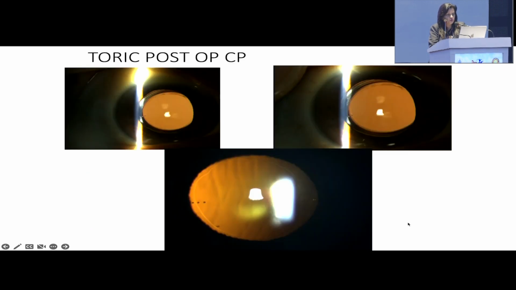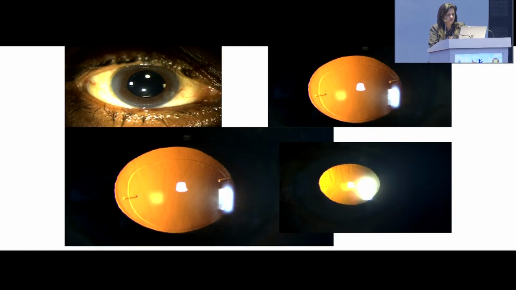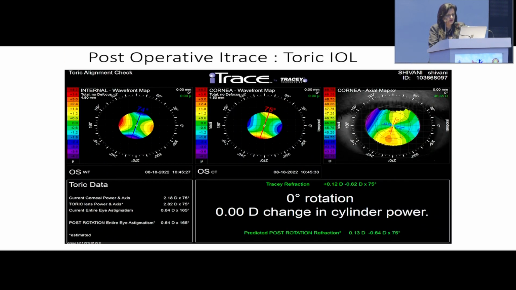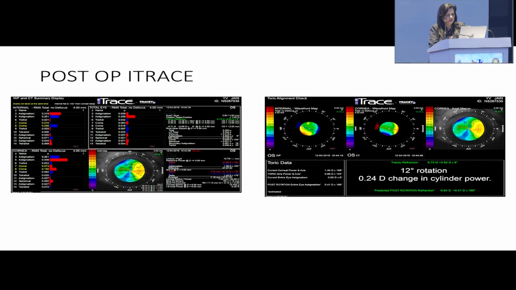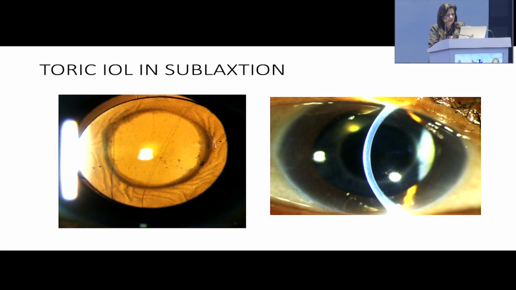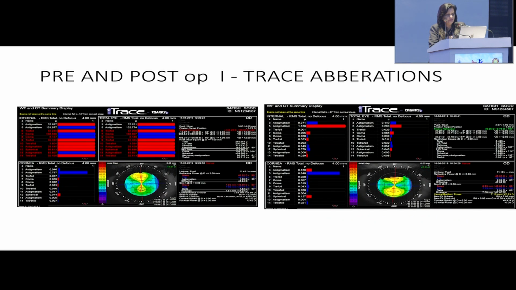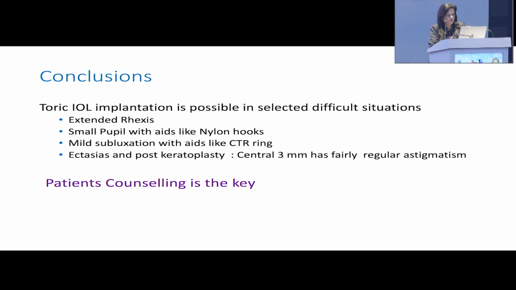Now this is just to show the toric post-op results of some of the cases, some of which were small pupils, some of which were bang on, and this should be the EyeTrace endpoint. And this was a toric IOL in a poorly dilating pupil with a post-op EyeTrace. This was in a subluxated lens with the aberrations which have come down markedly in the post-op period.